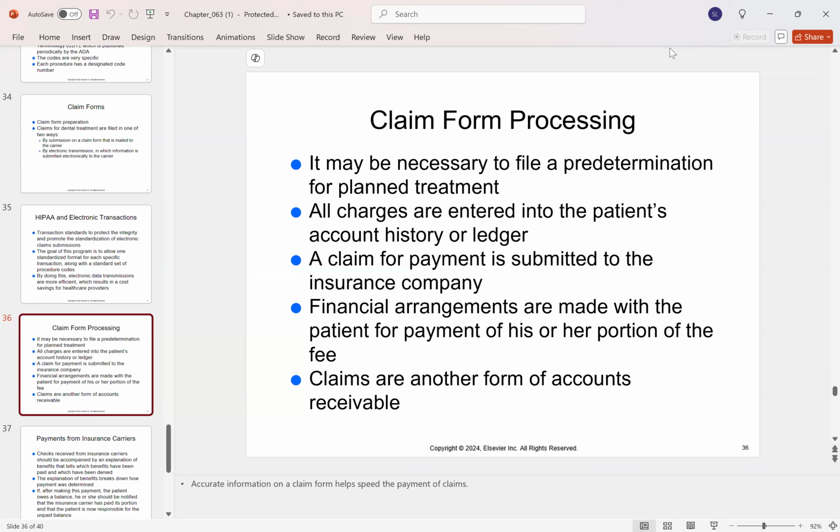All charges are entered into the patient account history or ledger. A claim for payment is submitted to the insurance company. Financial arrangements are made with the patient for payment of his or her portion, and then claims are another form of accounts receivable.